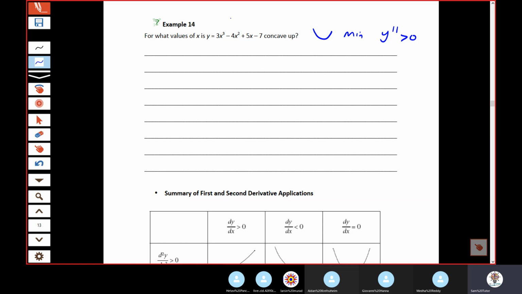All right. So pretty much, for what values of x is this concave up? All right, here we go. Y dash. That's the hardest step, by the way, what you just did. Smiley, min, y double dash. Don't skip that step. Y dash equals 9x squared minus 8x plus 5. Y double dash equals 18x minus 8. What must y double dash be? Greater than 0. Therefore, x must be greater than plus 8 divided by 18. Can you see that happening?